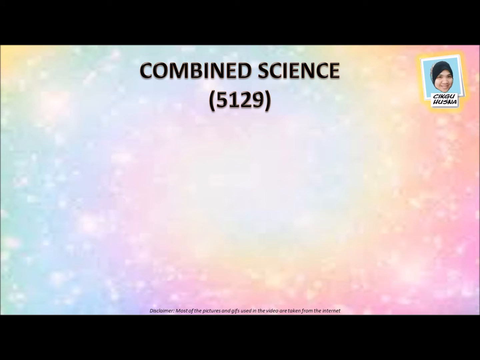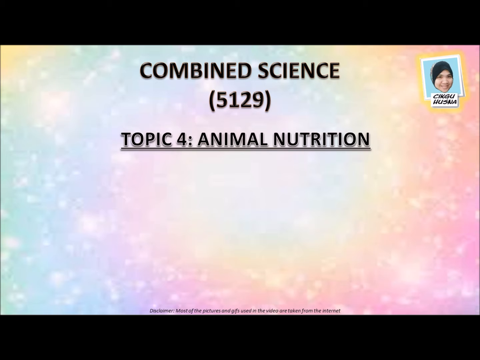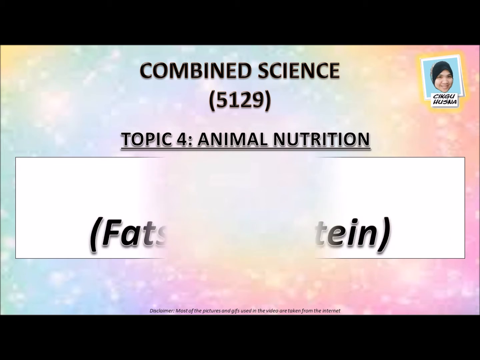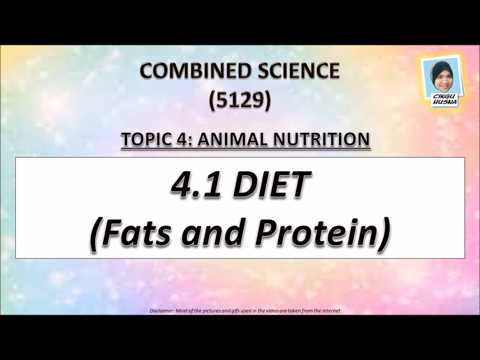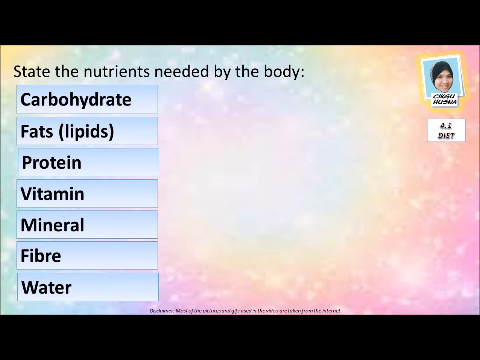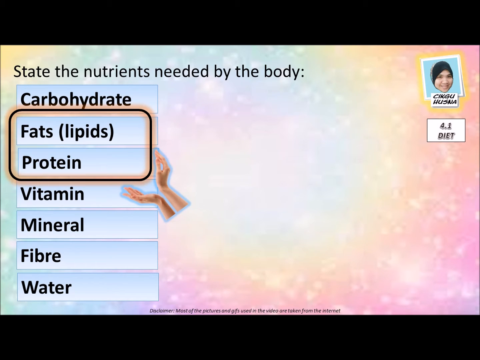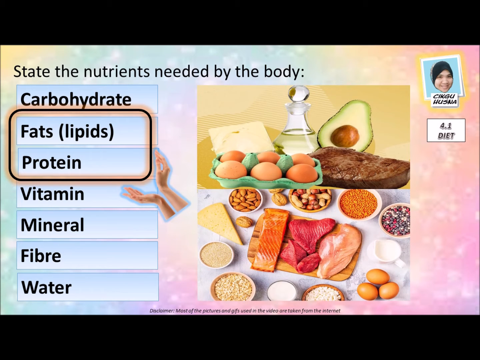Welcome to the science video Combined Science 5129, Topic 4 on Animal Nutrition, Subtopic Diet, on Fats and Protein, Video Part 2. In the previous video, we've already learned that our body needs nutrients. We have already covered carbohydrate, so in this video, we'll be focusing on fats or lipids and also protein.